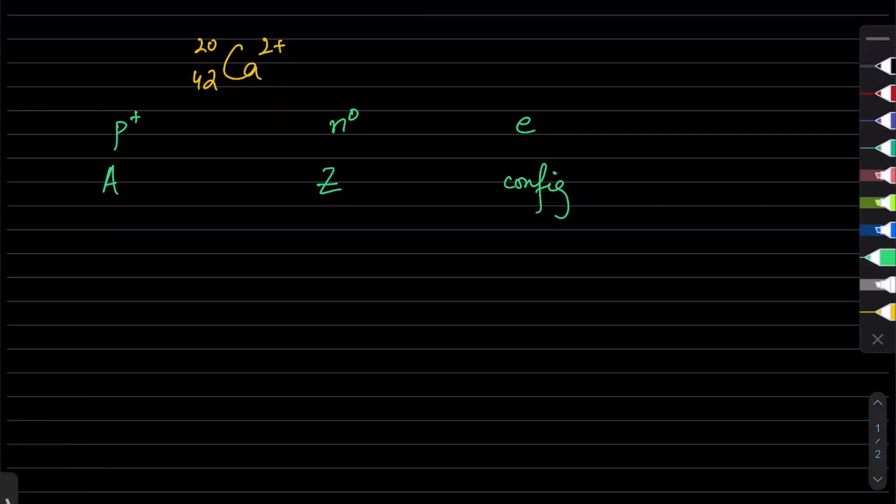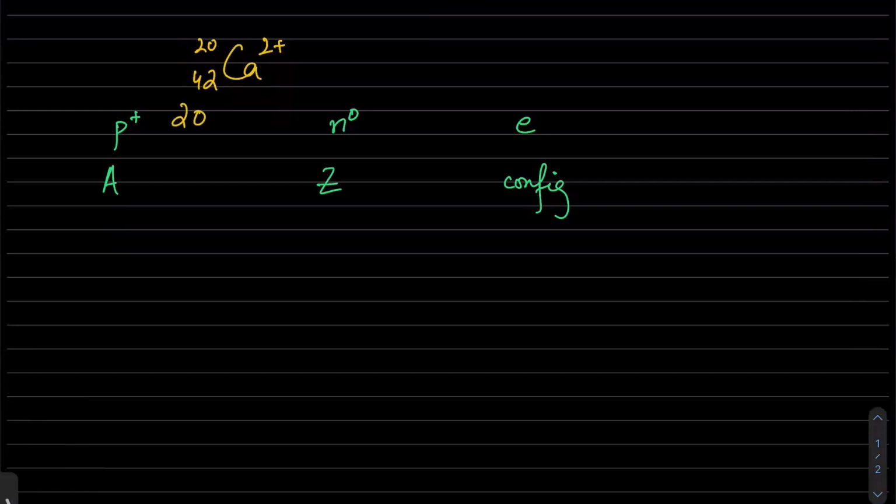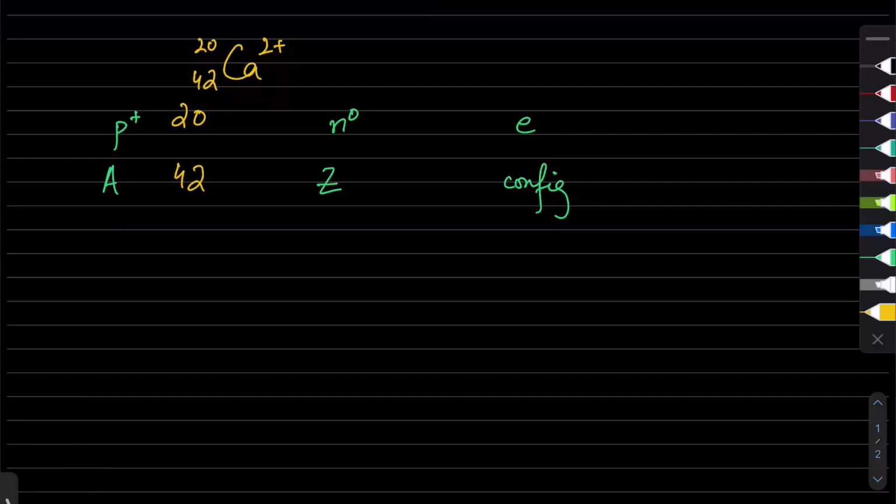Okay, so this one you can easily solve. Protons are the smaller number here, so that's 20. Mass is the bigger number here, so that's 42. Neutrons are these two numbers subtracted, so 42 minus 20, that's 22. Very good, Ayat. And protons are 20, there you go. Electrons are charge is 2 plus, so proton minus charge, that is what electrons are. So 20 minus 2, 18.